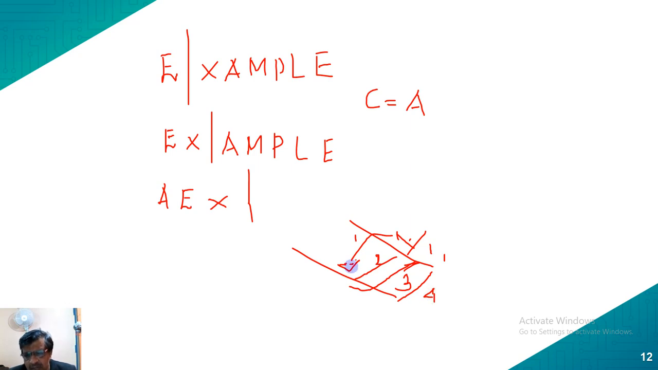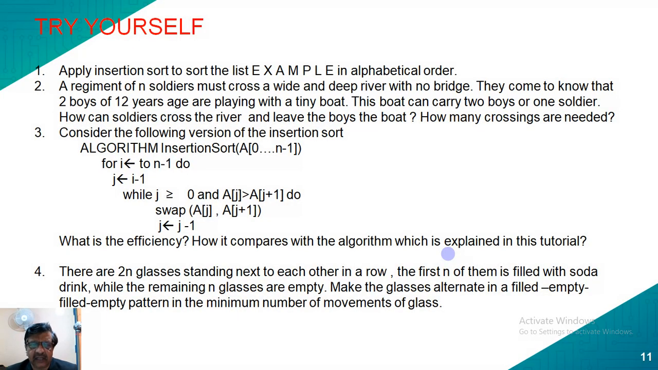In order to move 1 soldier, 4 movements of the boat are required. There are n soldiers, therefore it requires 4n movements. Every time, only 1 soldier will cross the river, therefore it is a reduction by 1, a decrease by 1.